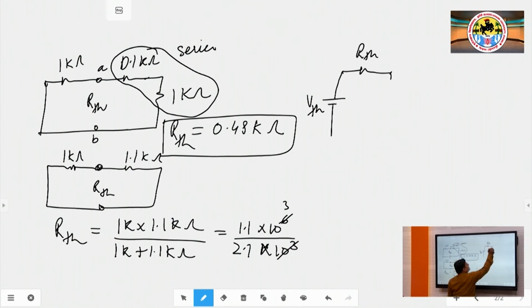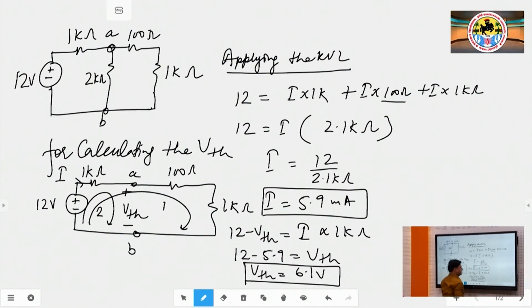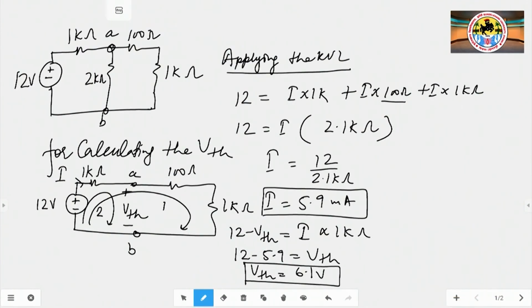So, the equivalent circuit will be like this: VTH in series with RTH and the load resistance. This is 2 kilo ohm across AB. So, the value of RTH is around 0.48 kilo ohm and the value of VTH is around 6.1 volt.